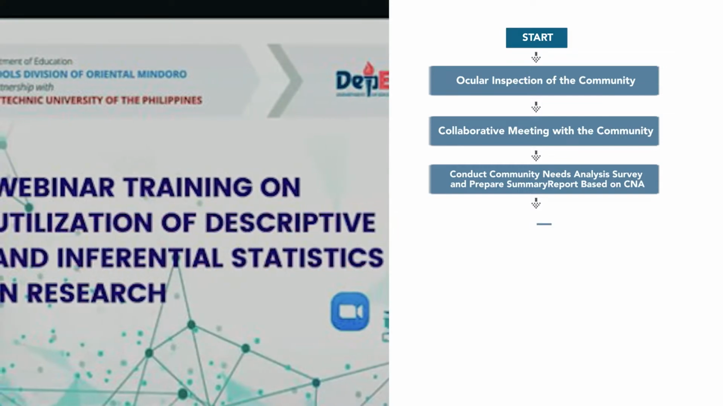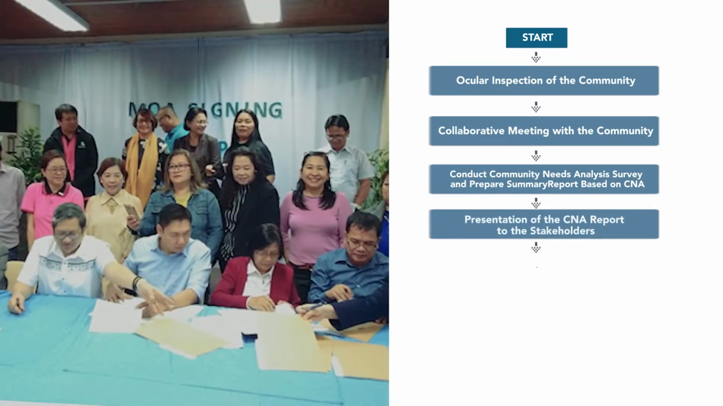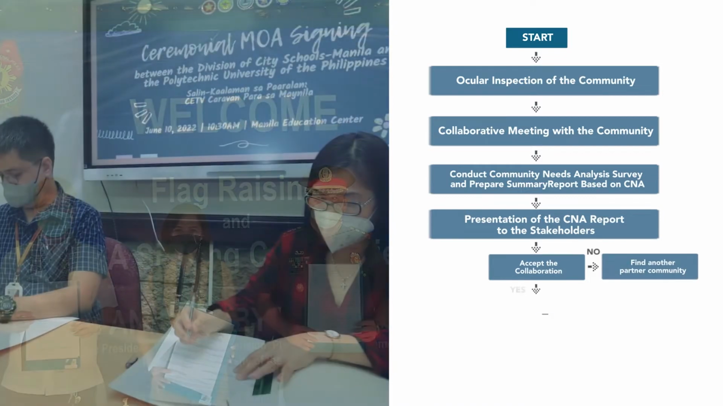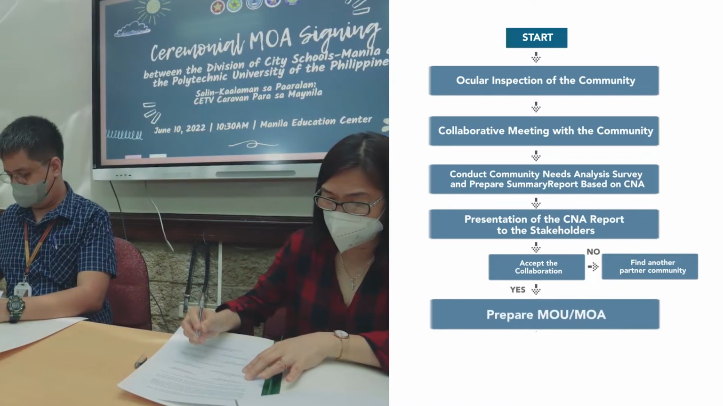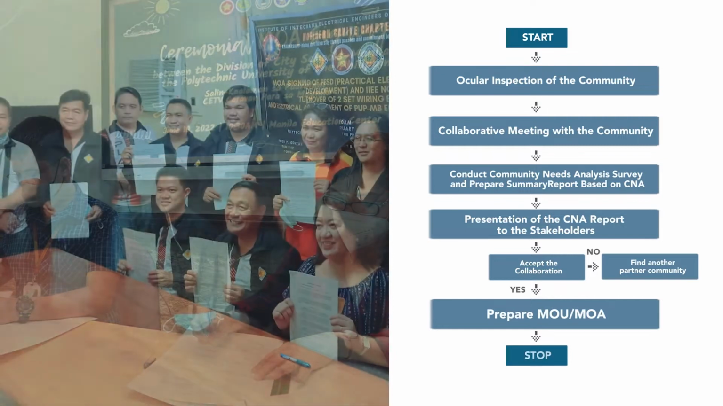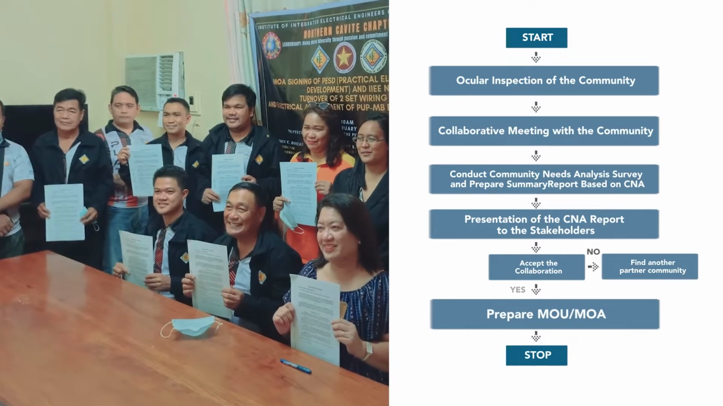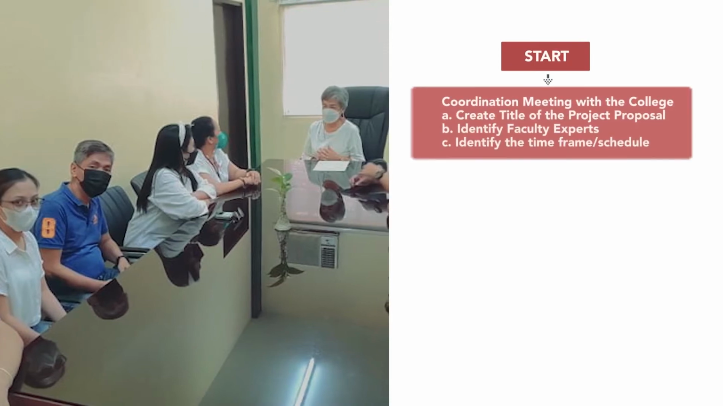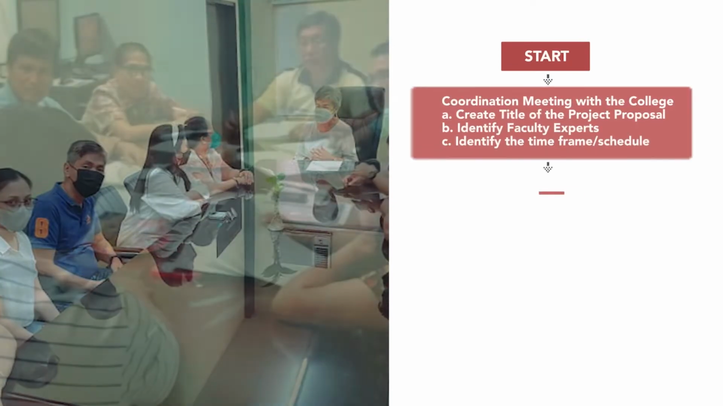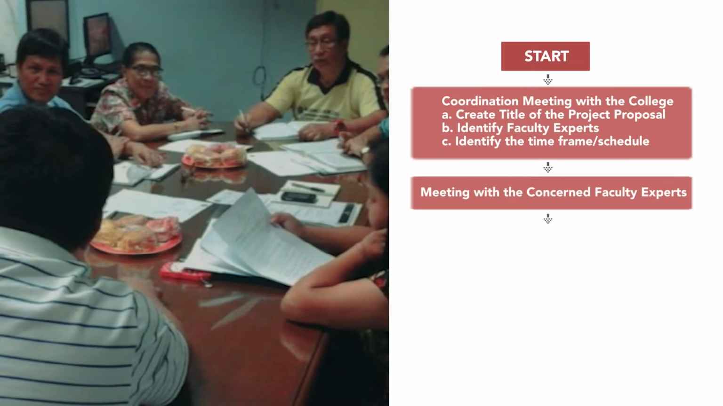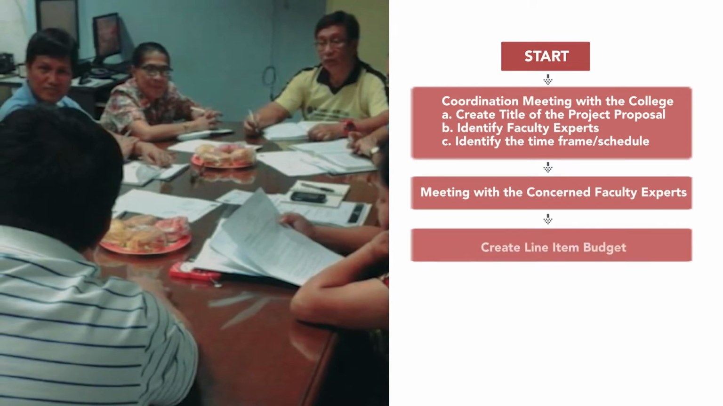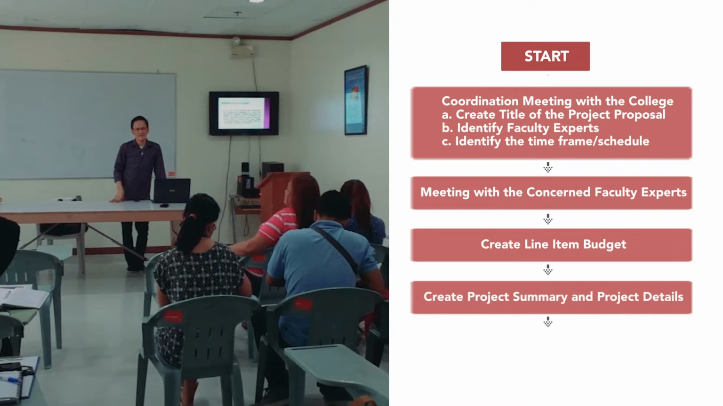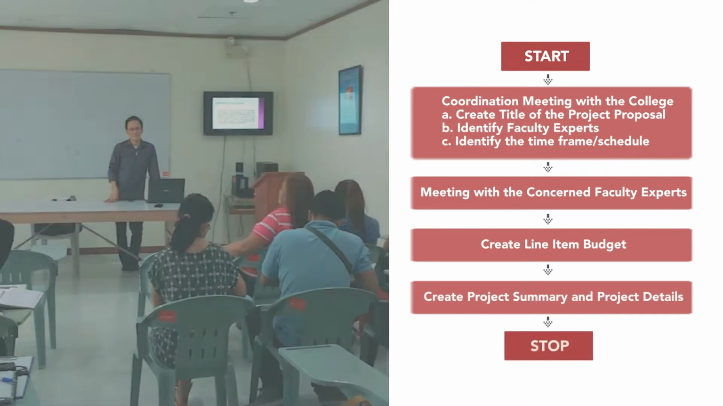The project proponents begin with the formulation of the project proposal once the parties have reached an agreement and have signed a Memorandum of Understanding or a Memorandum of Agreement. The faculty extensionist of the college branch, together with their respective extension committees teams, starts the planning by conducting a coordination meeting to discuss and finalize the projects that will be conducted for or with the partners.